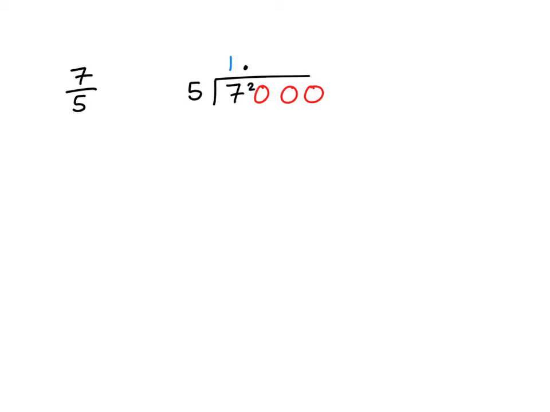And now you ask yourselves, how many 5s go into 20? Well, in 20, there are exactly 4 lots of 5. And there aren't any remainders, so we stop here. So your answer is 7/5 is equal to 1.4.